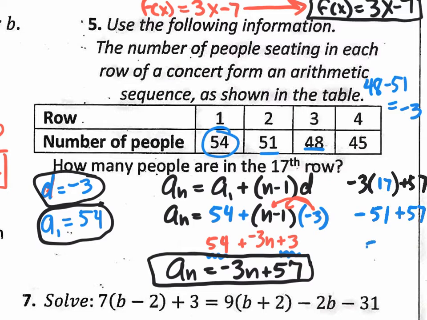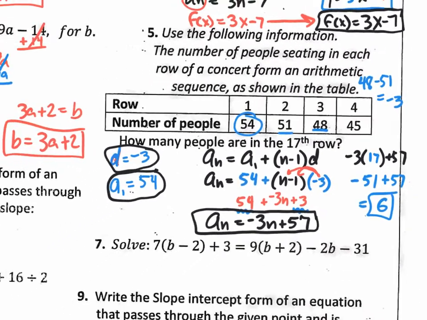So you end up with 6 people, which is totally understandable because first row there's a lot of people. Second row there's less, there's less, there's less. If you go all the way out to the 17th row of a concert, there's not that many people out there. There's only 6 people in the 17th row. Make sense? I hope so. Let's move on to number 6.